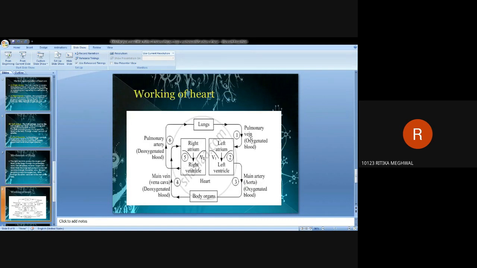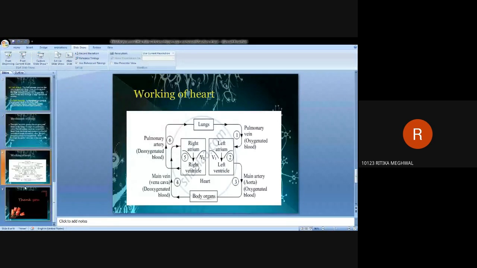From the lungs, through the pulmonary vein, the oxygenated blood goes into the left atrium, and from the left atrium to the left ventricle, then right atrium and then right atrium to left ventricle. Throughout this process, the blood goes into all of the body organs.